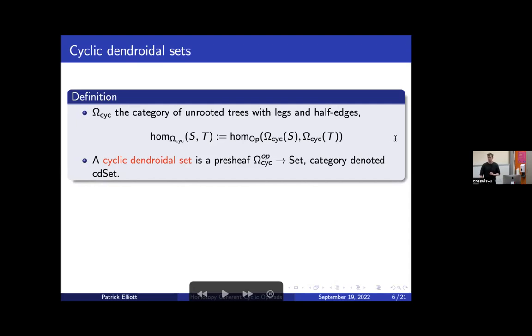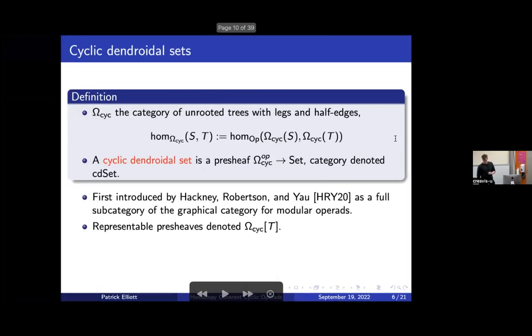You can define this intrinsically as well. It's just a bit longer, whereas this is a pithy definition. Now, a cyclic dendroidal set is going to be a presheaf on this graphical category. So this is just a step up, a generalization of simplicial sets. This particular graphical category was introduced by Hackney, Robertson, and Yau in the context of studying a graphical category for modular operads, and it's heavily motivated by the work of Moerdijk, Weiss, and Szczesny in their dendroidal sets.